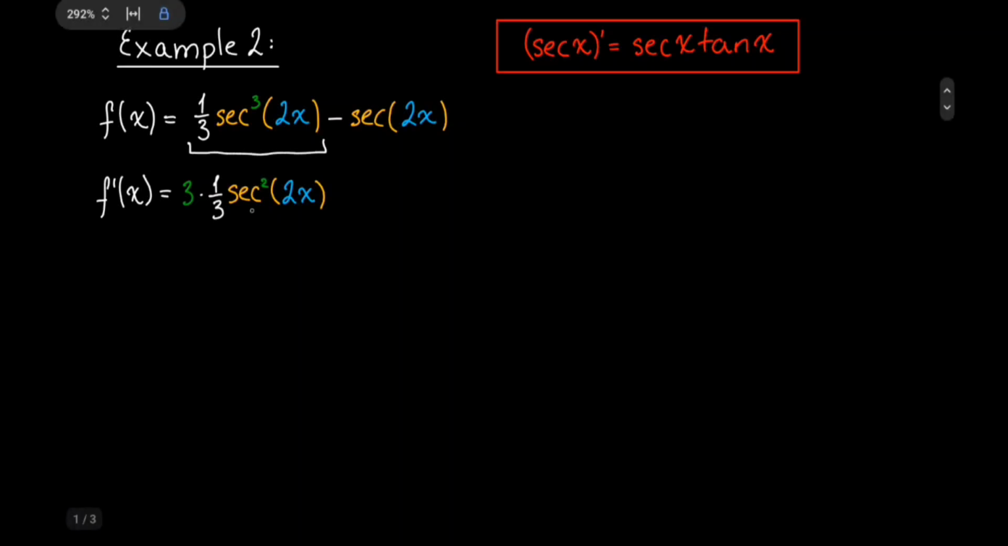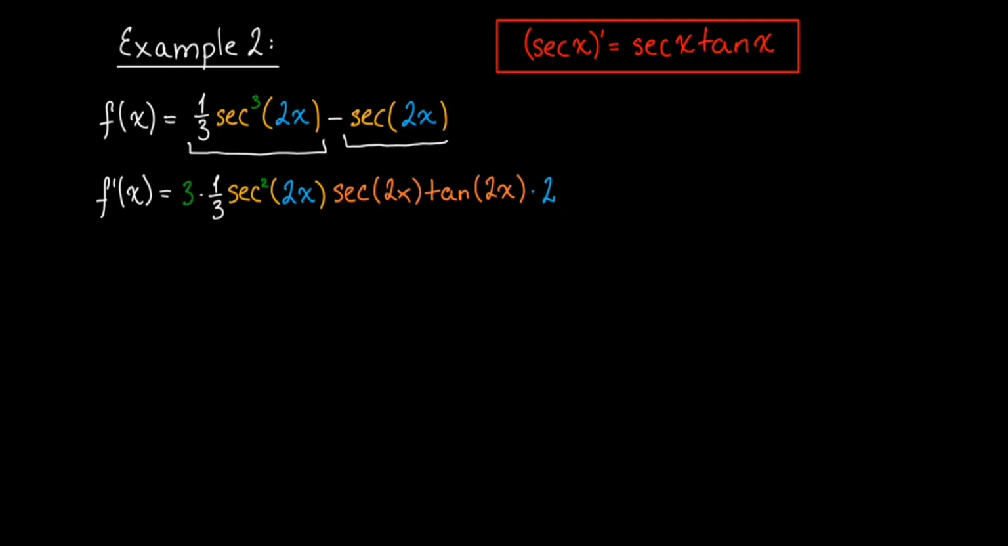Next, I need the derivative of the secant, and we already said that is simply secant x tan x, only instead of x, we have 2x. And finally, we need to multiply by the derivative of 2x, the innermost function, and this is simply 2. Now, for the second part of our function, this is simply secant 2x. So you can probably see this is just a repetition of this part.